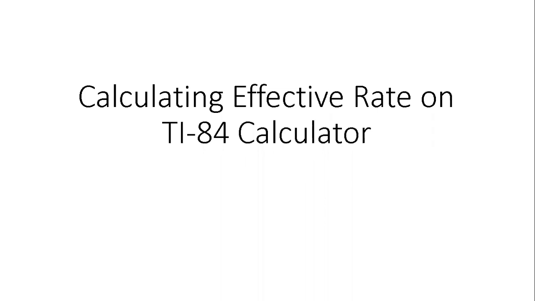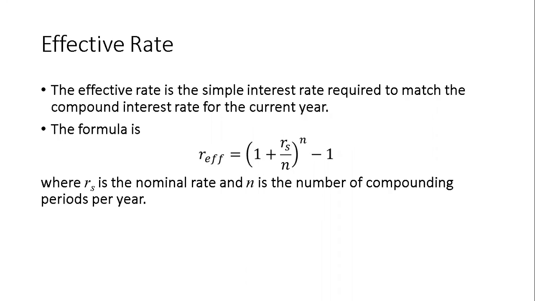Calculating effective rate on the TI-84 calculator. Effective rate is the simple interest rate required to match the compound interest rate for the current year. The formula is given here as the effective rate is equal to 1 plus the stated rate, or the nominal rate, divided by n, and that sum is raised to the n power and then minus 1.